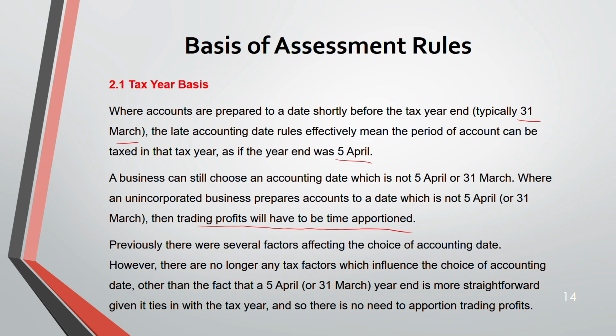Why? Because it doesn't matter. You will be taxed on the tax year. Okay. Now there are no longer any tax factors which influence your choice of accounting date. So if you're having your accounting date as 5th April or 31st March, it is better for you because then you don't have to apportion any trading profit. It is very straightforward. It aligns with your tax year also.